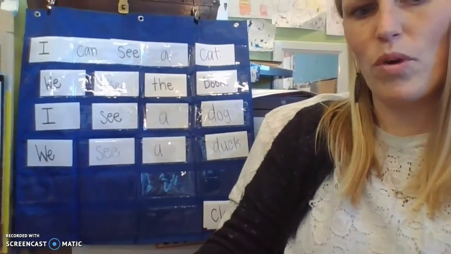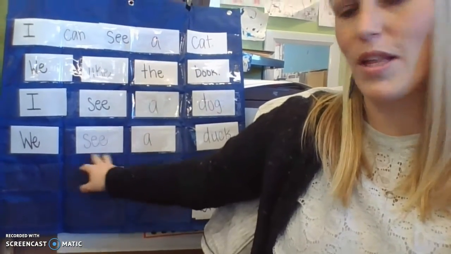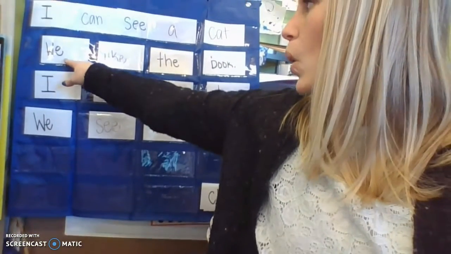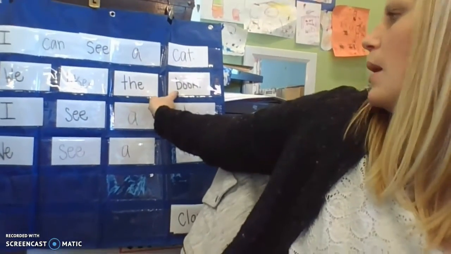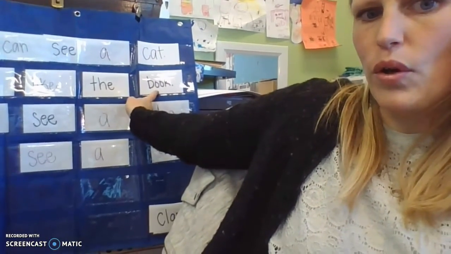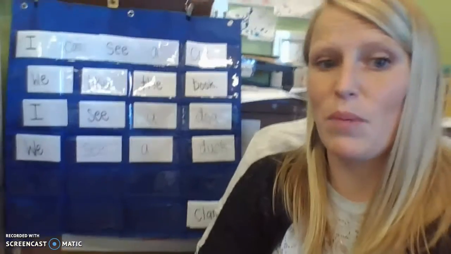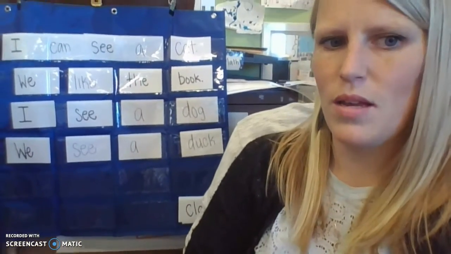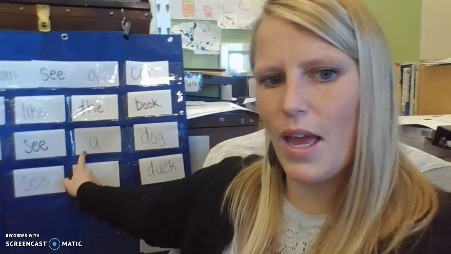Let's practice some other sentences that have some other sight words in them. And again, I apologize for the glare. How about this one? We like the book. We like the book. Okay? And that, again, it says like it's a specific book because it uses the word the. Right here, I see a, that's our special sight word for the week.